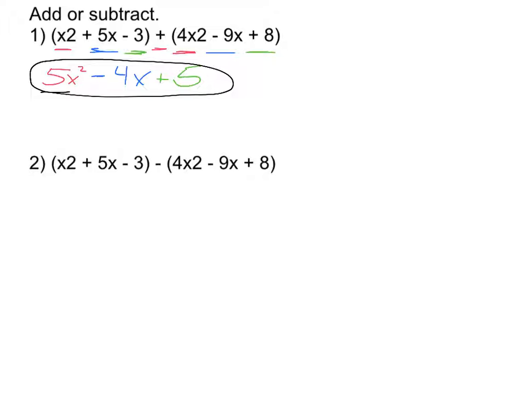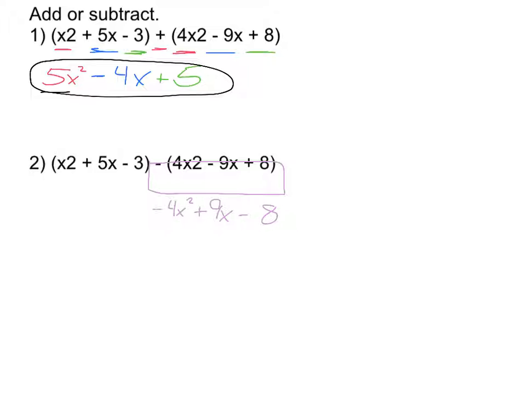We are still going to combine like terms. However, before we do, we want to consider the fact that the entire second half is being subtracted. So this becomes a minus 4x squared. It becomes a plus 9x, it becomes a minus 8x. Alright, so we're still going to do the same stuff, but we've now distributed that negative through so everything is subtracting.